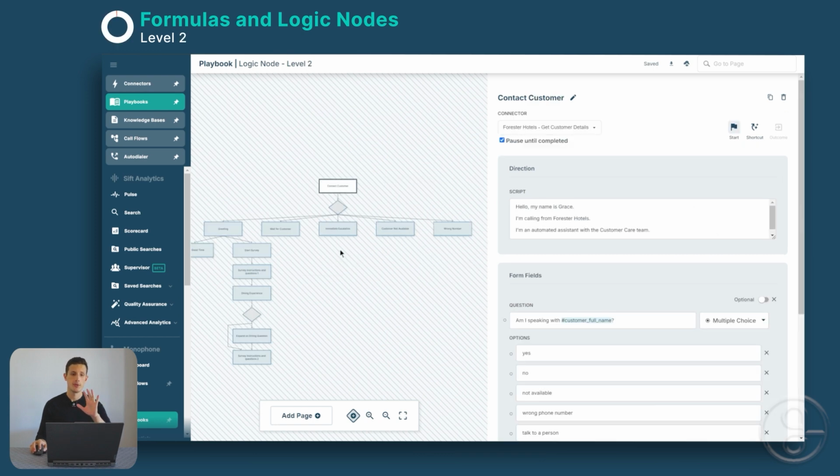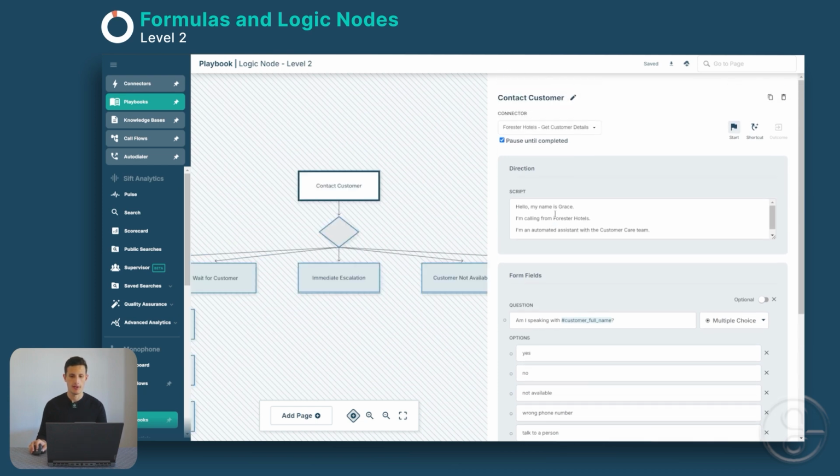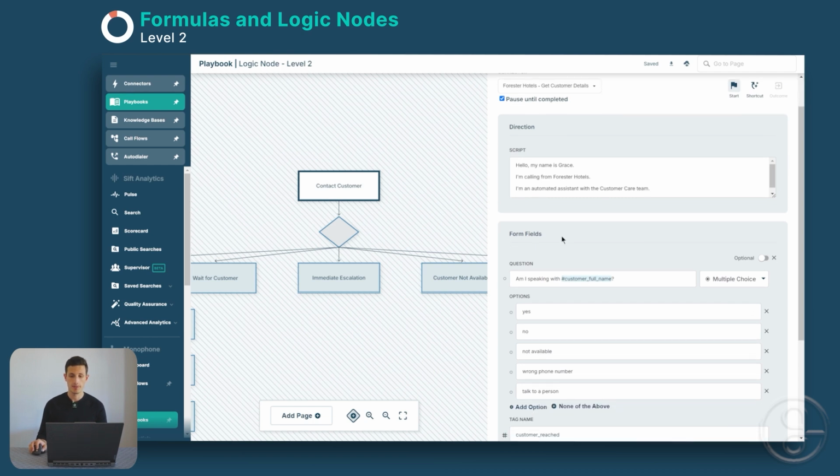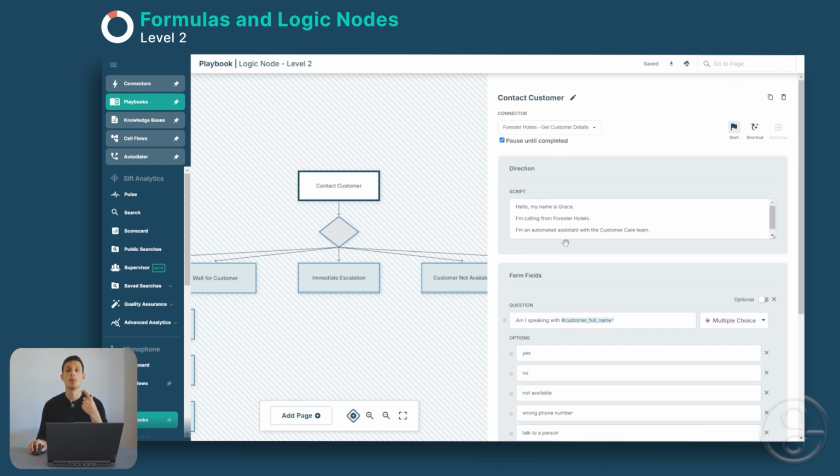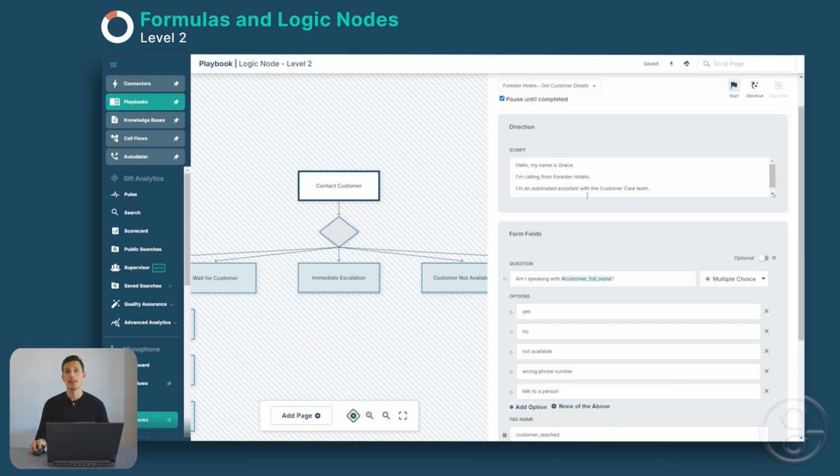Now, if we go into logic node level 2 branching, you can see here it's getting a bit more interesting. We have a customer survey bot for Forrester Hotels. This is an outbound bot, so they're calling up the customer. They would like to do a customer survey with guests that recently stayed at their hotel.